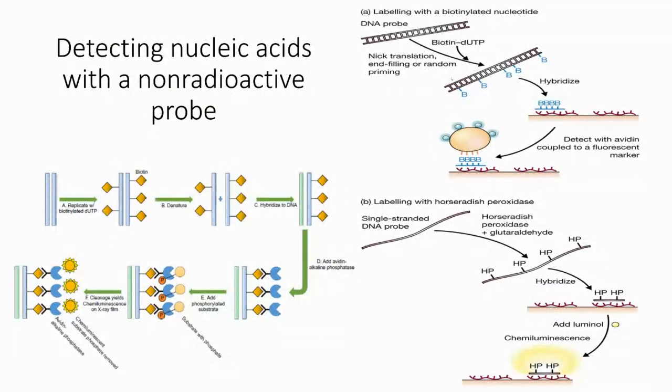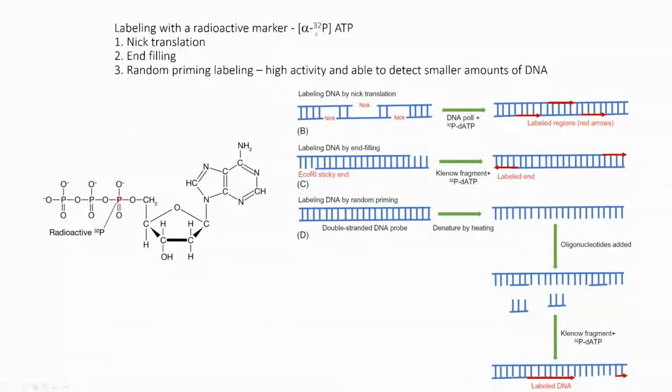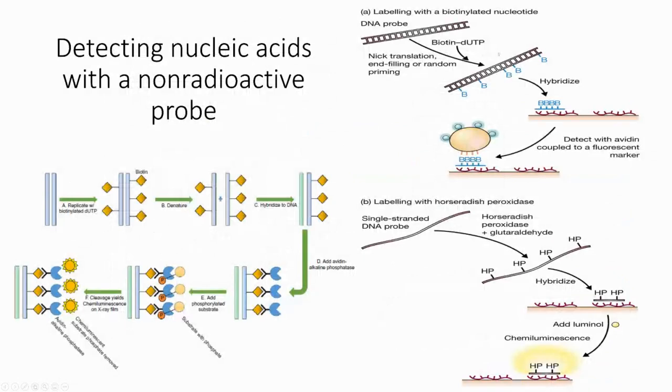Of course, you can also label the probe with a non-radioactive label. You can label with a biotinylated nucleotide. So you have this DNA probe, and you can use nick translation, end filling or random priming. In the meantime, instead of using the P32 dATP, you use a biotin-labeled dUTP, called deoxyuridine triphosphate. Here you used alpha P32 dATP, but here you use a biotin-attached dUTP.